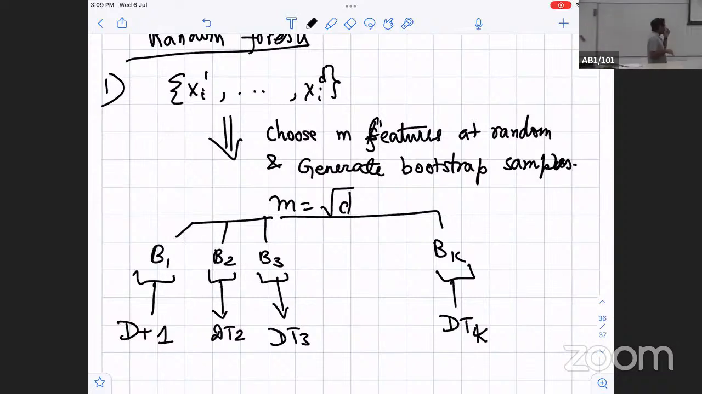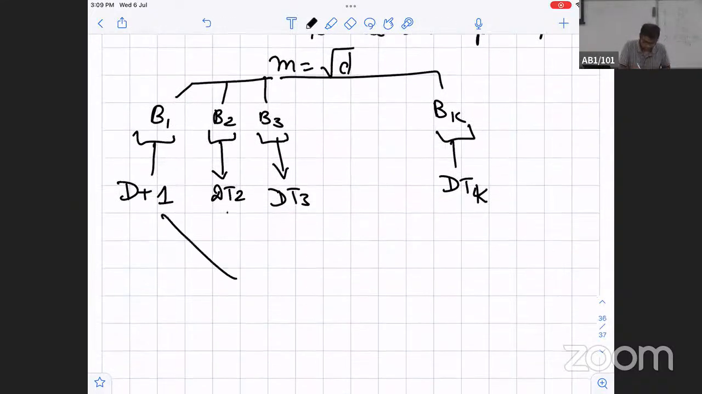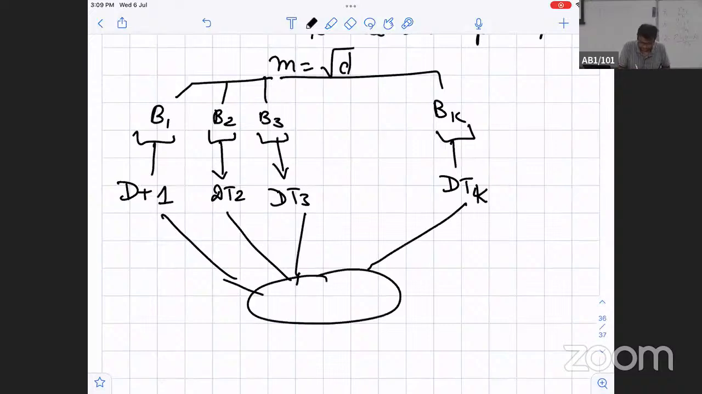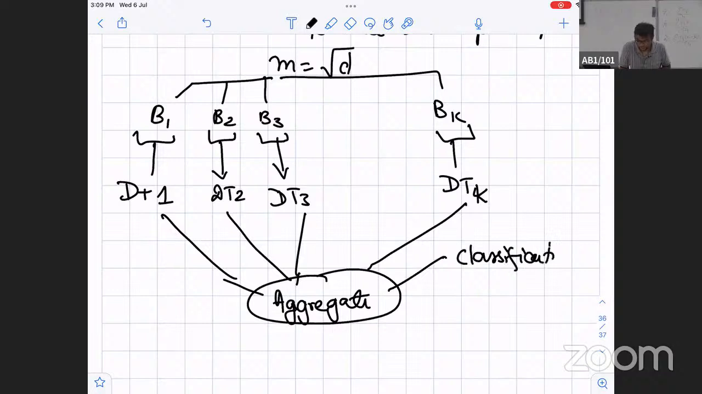So you do this. Now, how do you aggregate it? Let's say if you want to do classification, how do you aggregate? And if you want to do regression, how do you aggregate? For classification, what will you do? I've got K different decision trees, I need to aggregate. So what will I do?